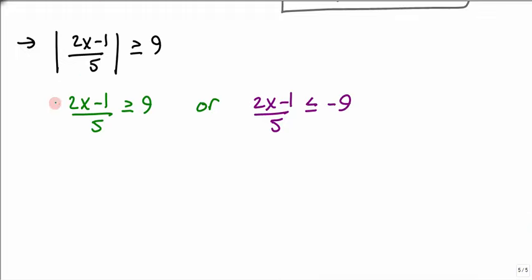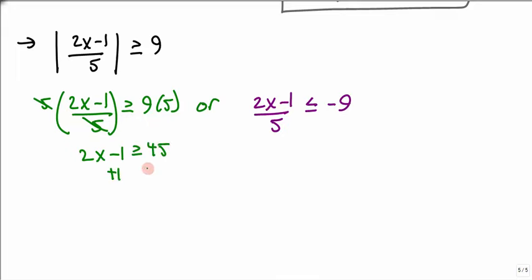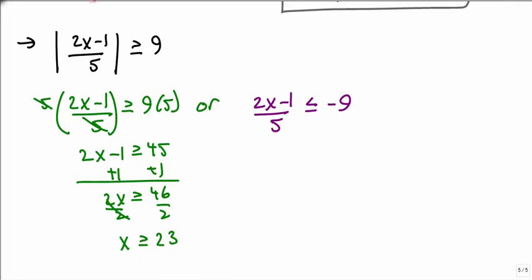Okay, solving both here, I'd multiply both sides through by 5. Whatever you do to one side, you do to the other. So I have 2x minus 1 is greater than or equal to 45. Add the 1 across. 45 plus 1 is 46. Divide both sides through by 2, and I get x is greater than or equal to 23.